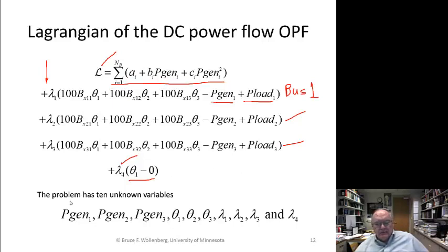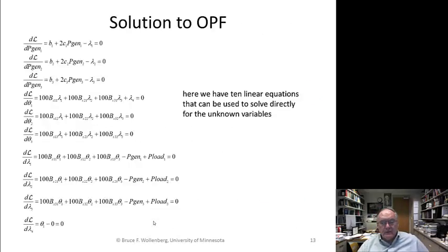So now look at the problem variables. The original economic dispatch had P-gen 1, P-gen 2, and P-gen 3, and it would have 1 lambda. It would have 4 variables. Well, now we have the 3 generators, and I have 3 phase angles, 4 lambdas. So I've suddenly really increased the size of the problem, but it's a more complex problem. It's going to give us more information.